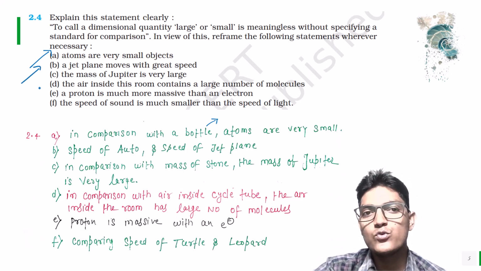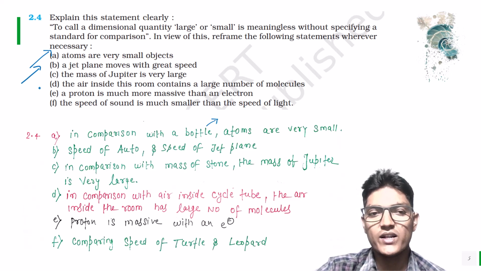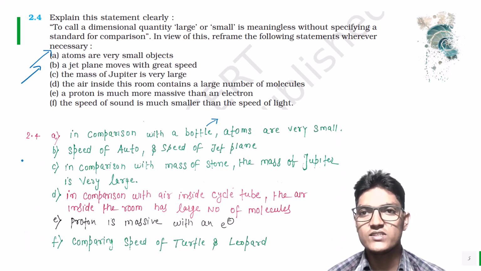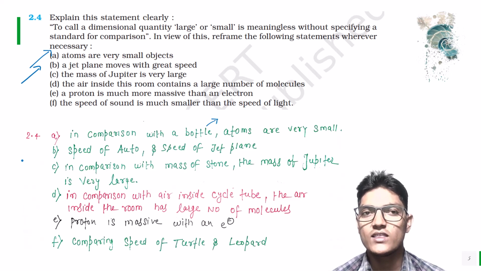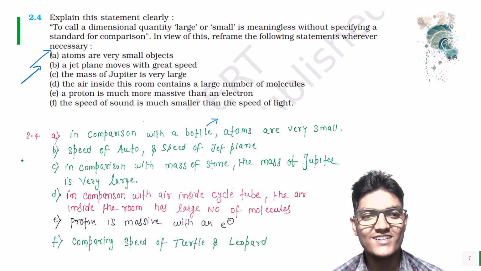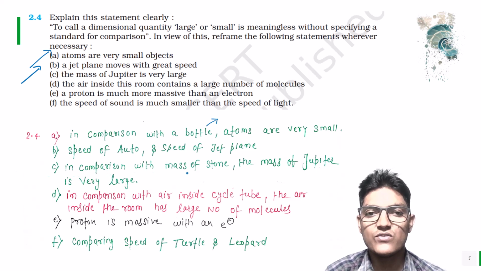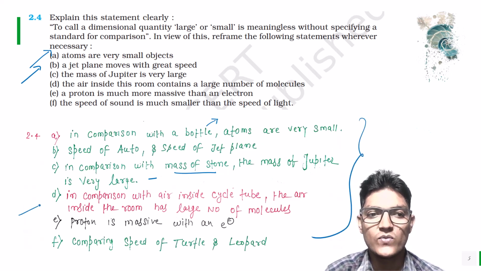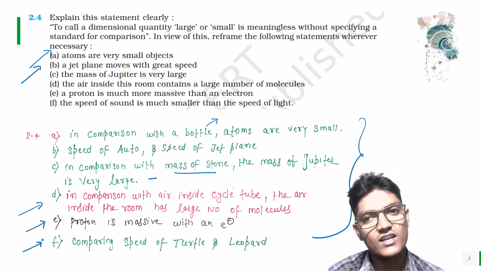A jet plane moves with greater speed. इसे हम कंपेयर कर सकते हैं ऑटो के स्पीड से. हम लोग कहते थे कि ऑटो के स्पीड से बहुत ज़्यादा है. तो जब तक हम किसी भी फिजिकल क्वांटिटी से हम उसे कंपेरिजन नहीं कर लेते, तब तक हम नहीं कह सकते कि वो कितना बड़ा है या कितना छोटा है. राइट. नेक्स्ट है, in comparison with mass of a stone, the mass of Jupiter is very large, and so on. ये क्वेश्चन काफी सिंपल है, तो आप लोग इसको जितने भी जो सॉल्यूशंस हैं वो आप देख सकते हैं और अपने सॉल्यूशन आप खुद से भी बना सकते हैं, खुद से भी आप नया कंपेरिजन दे सकते हैं.